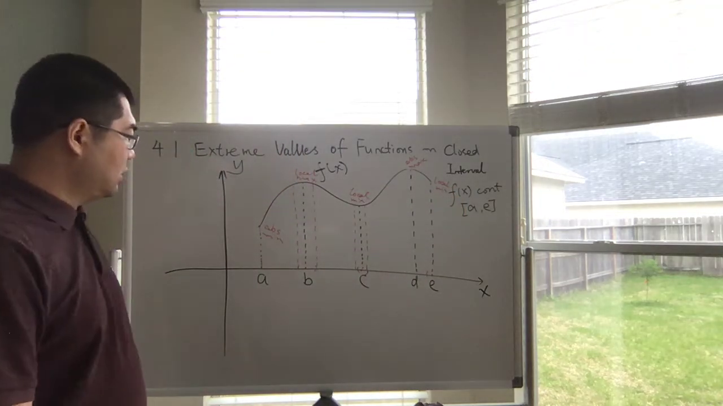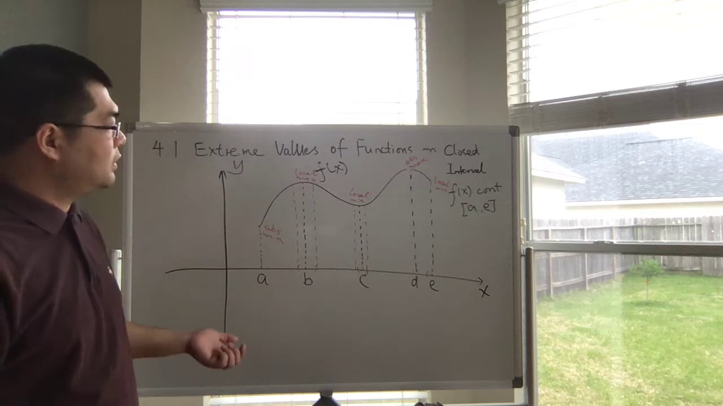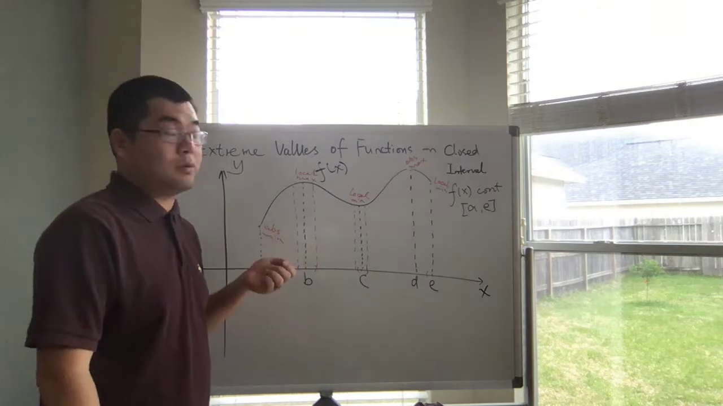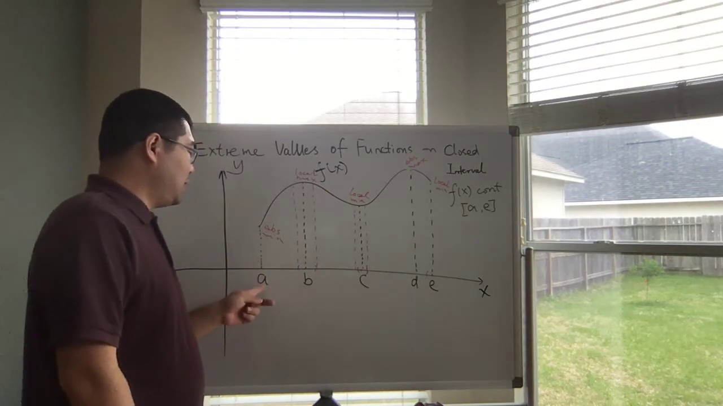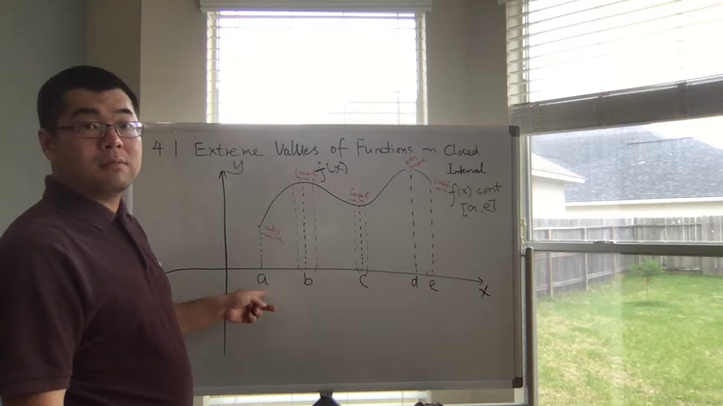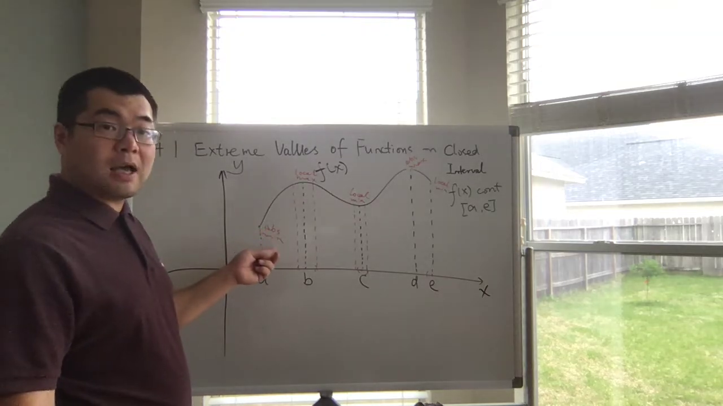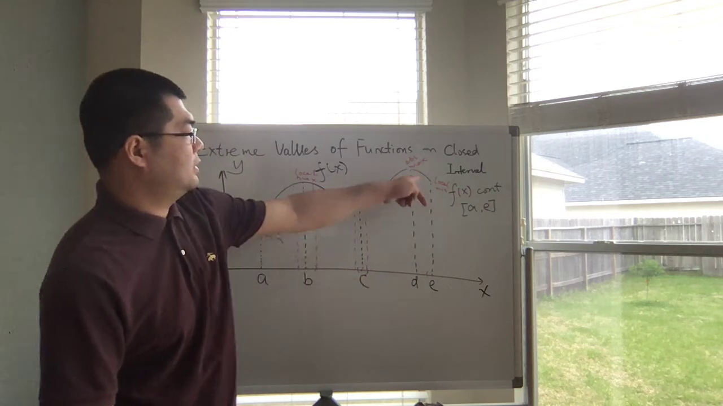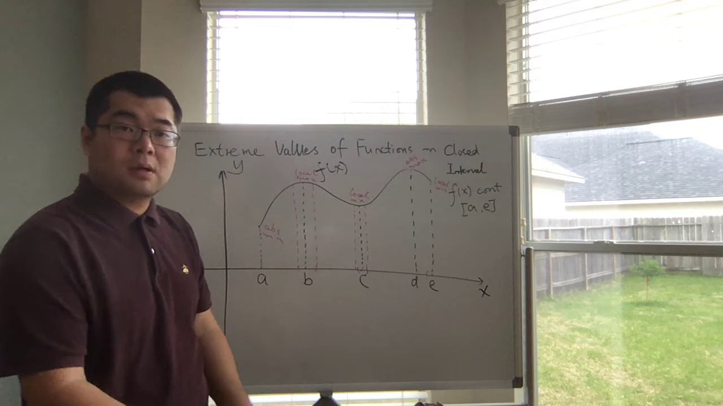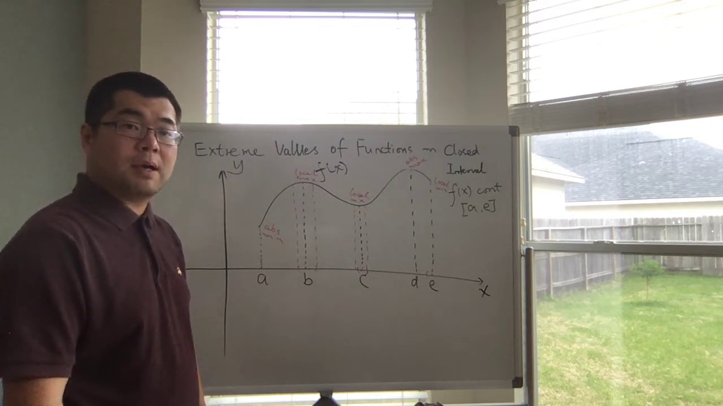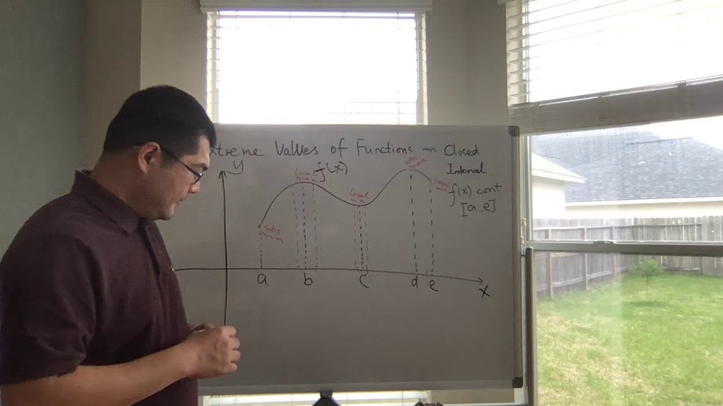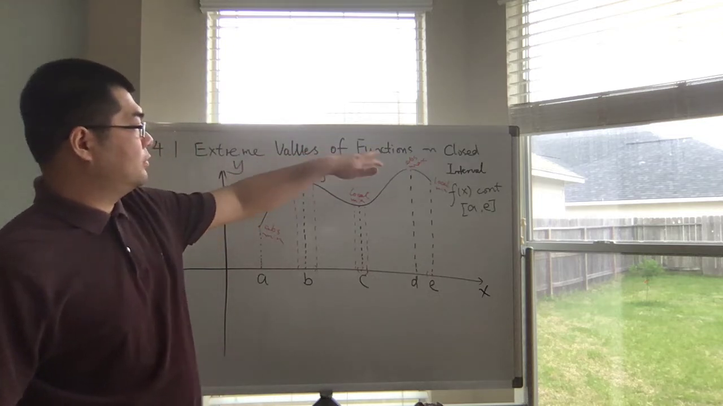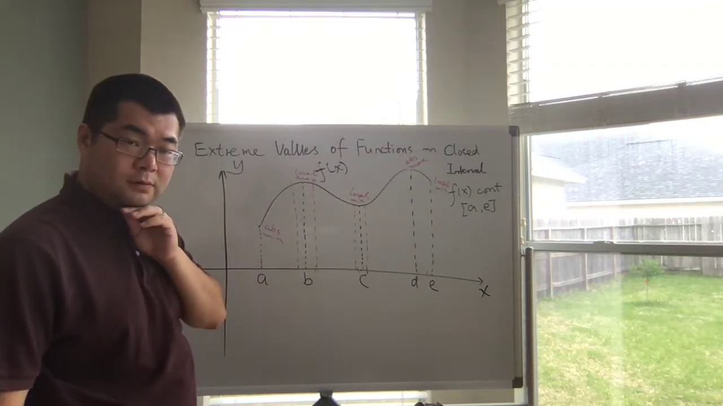As you can tell, if we use the idea of local max or local min, at x equals a it's also a local minimum, although it's an absolute minimum. Similarly, at point d, it's also a local maximum, but meanwhile it's also the absolute maximum. So that's about the main ideas of the extreme values of functions on a closed interval.